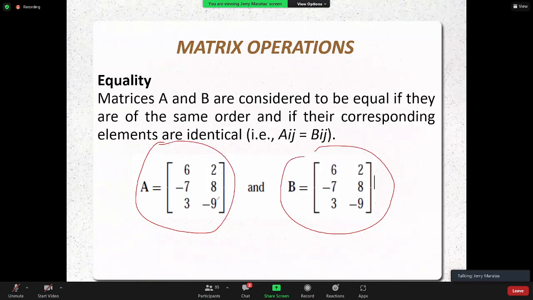Okay, so let's go back. Two matrices are said to be equal if they are of the same size and if their elements are also identical. So matrix A and matrix B are equal because they have the same elements and the same size.